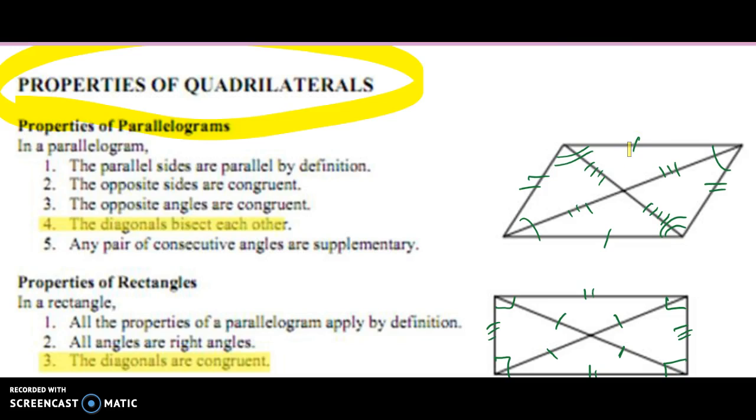The rectangle is all the properties of the parallelogram apply because it is a type of parallelogram. So basically all the stuff above is still true about a rectangle, except now we have added an interesting dynamic where it says the diagonals themselves are congruent. So if they bisect each other and they're congruent, it means that all of them are equal to each other.